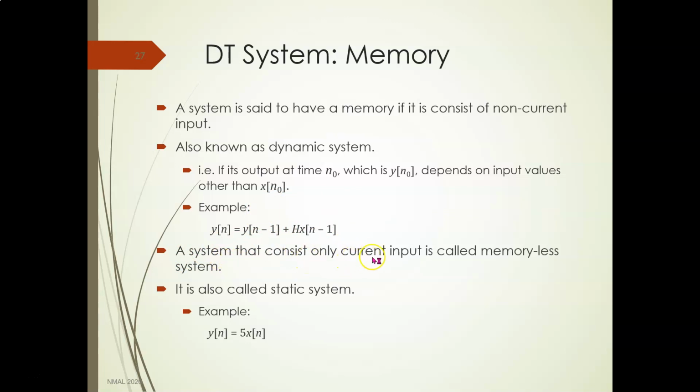A system that contains only the current input is called a memoryless system, and this is also called a static system. So this is an example of a static system, which only depends on the current value. I think there's some mistake in your notes, can you please fix it? These two equations should be exchanged. This should be the static system, and this one should be the dynamic system. The exercises that I have put on the slide, exercise 3 and exercise 4, you can try to do. I will explain some of them, more examples, in another video lesson.